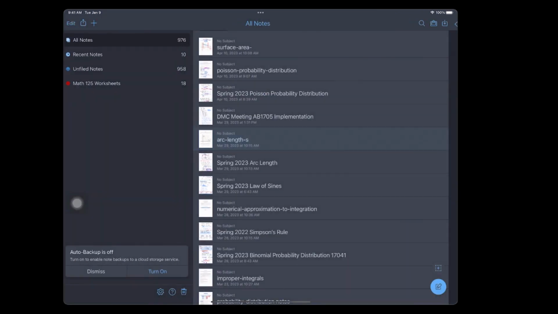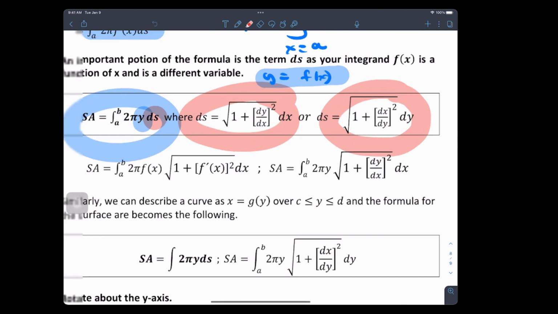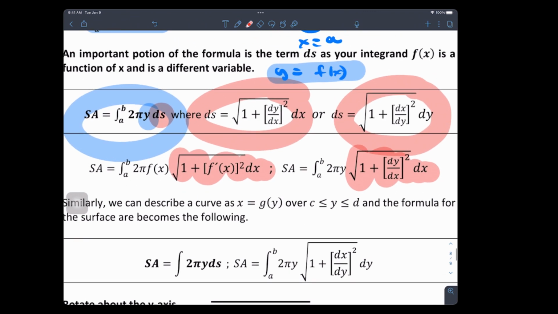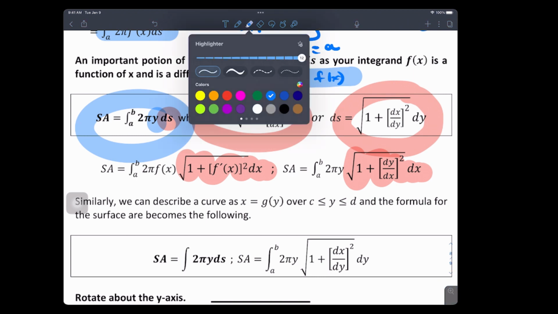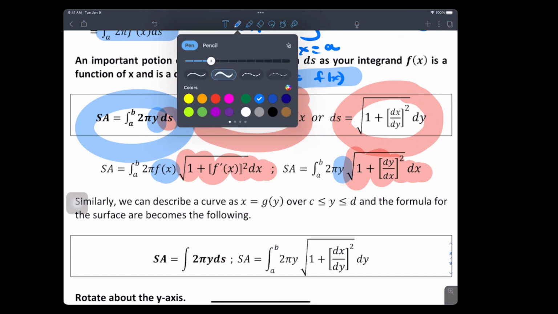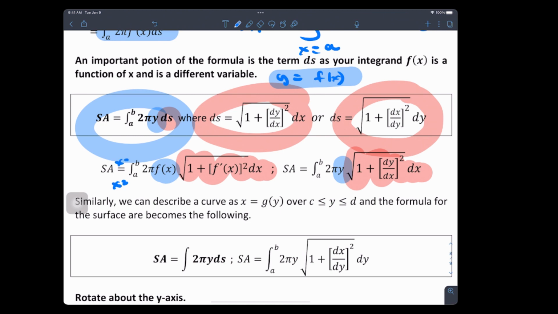So go back over here, and you might say, where's our ds at? Here's my ds portion. Here's the ds portion. So ultimately, r is your function here, f of x, or y. And since this goes from x equals a to x equals b, this is now a dx. You can now integrate. But this is the formula you have to use. This is your surface area formula.